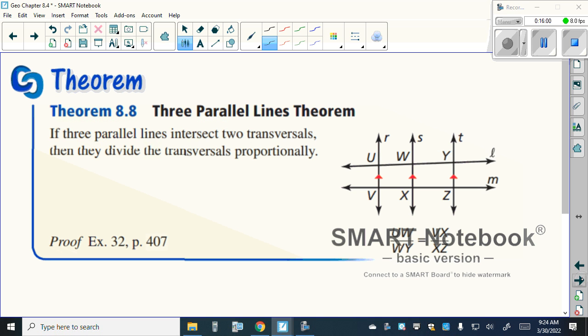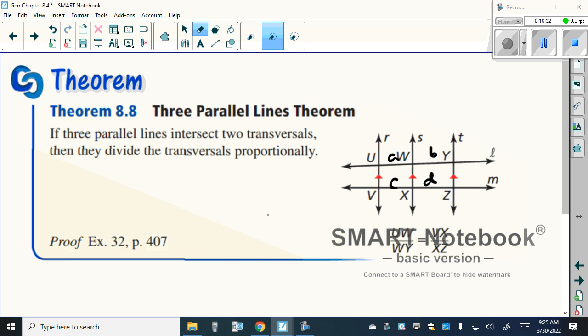All right. The next one that we have is the 3 parallel line theorem. If 3 parallel lines intersect 2 transversals, 2 other lines, then they divide the transversals proportionally. So we can call this A, B, C, D. So they divide them proportionally so that they divide evenly.